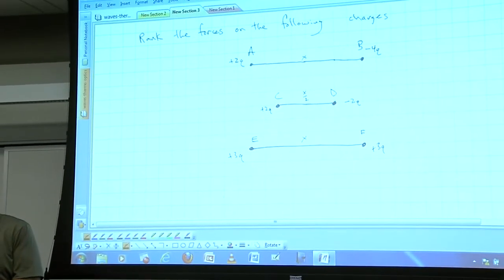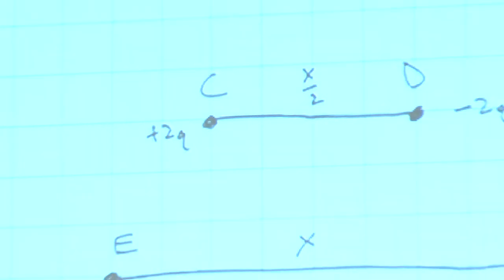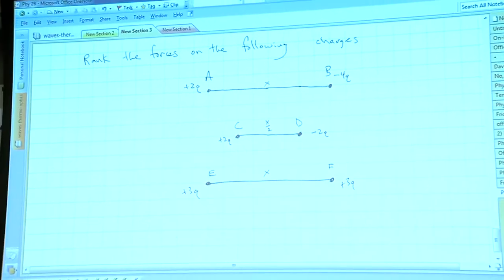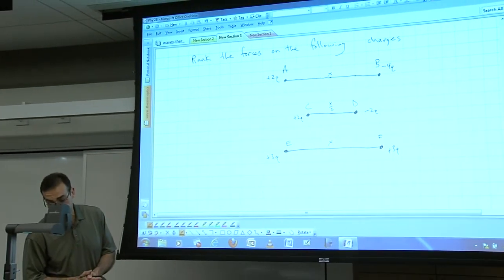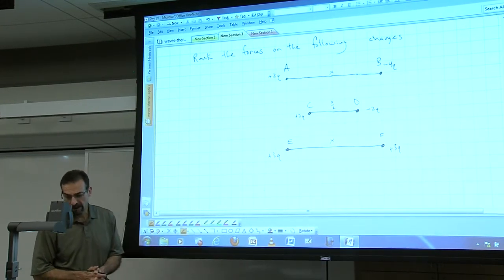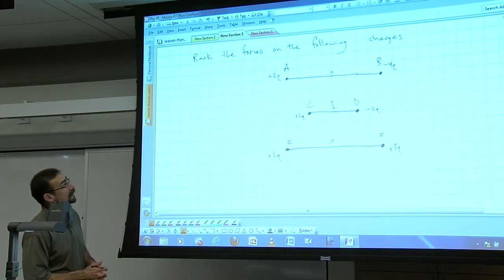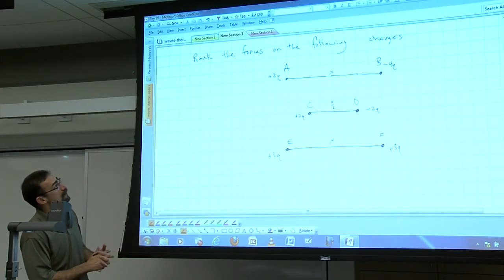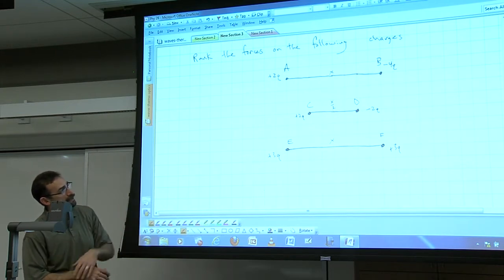So let's take a look at this handout and rank the forces on those six charges, A through F. And it looks like they want you to take the direction into account. So let's rank most attractive forces to the most repulsive forces.